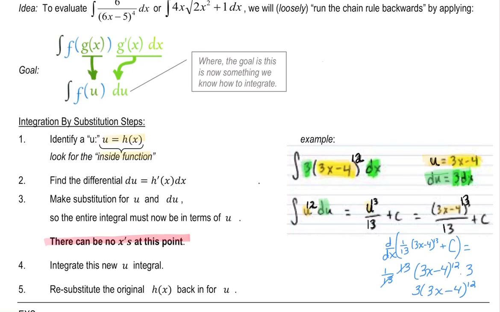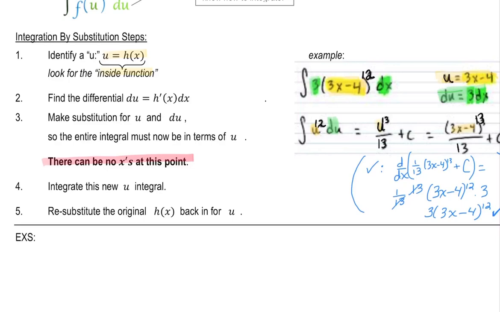So if we want to, we are always able to run a little check when we're done and make sure that we get what was in that original integral. And we do. All right, so let's look at some more examples here. So let's start with number 1.